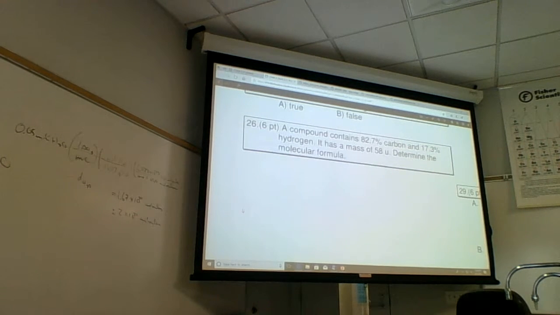Well, I was asking you what a formula is. A formula is an atom ratio or mole ratio, not a mass ratio. You have the mass ratio there. The way we do this one is we have 82.7% carbon and 17.3% hydrogen. Should I write hydrogen as H or H2? H.